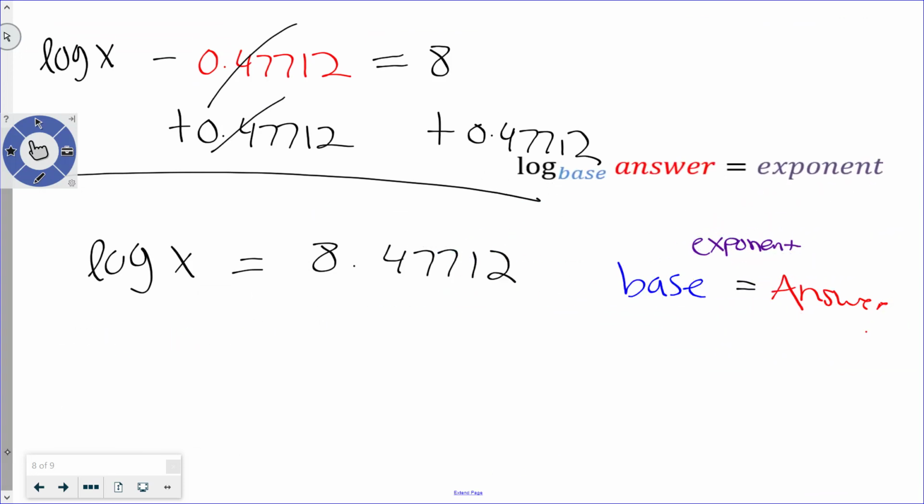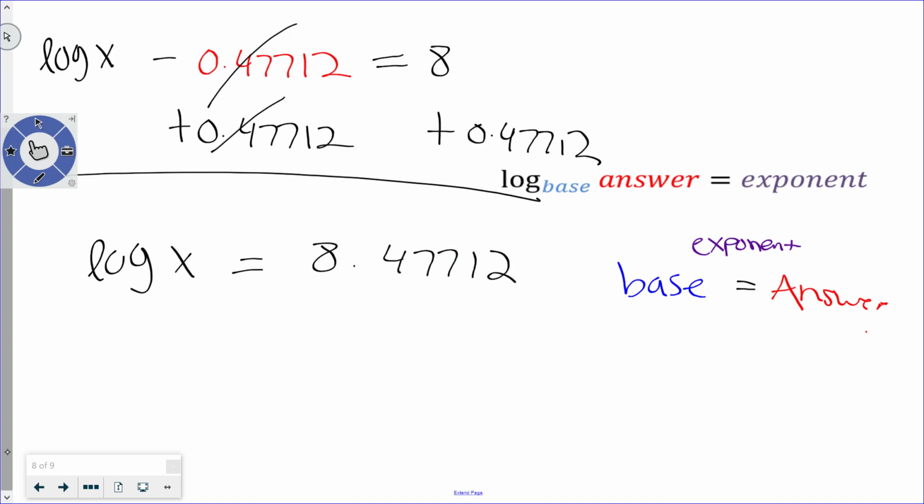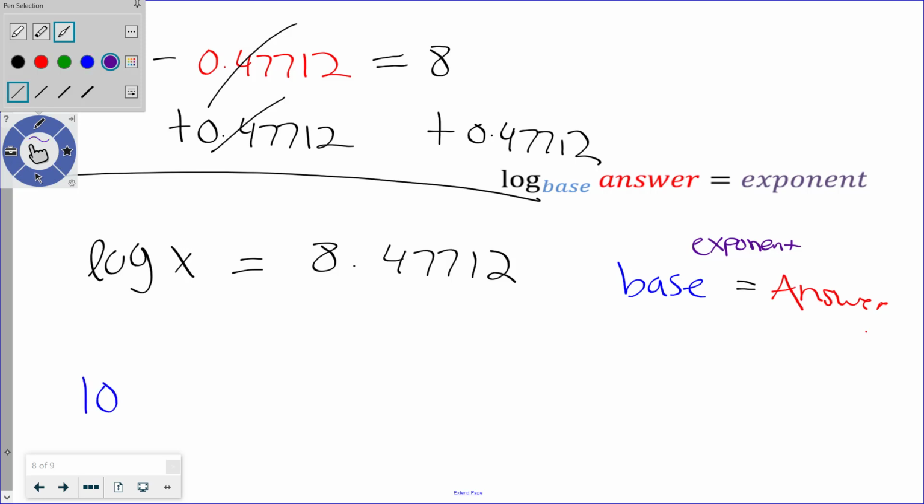All right, put this over here somewhere. Ian, what is exponential form going to be? 10 to the 8.47712 equals x. Thank you. Nice job. There's nothing left to do but throw that into our calculator. That's going to be our value for x.